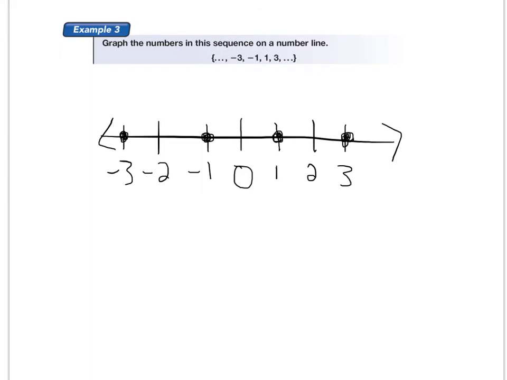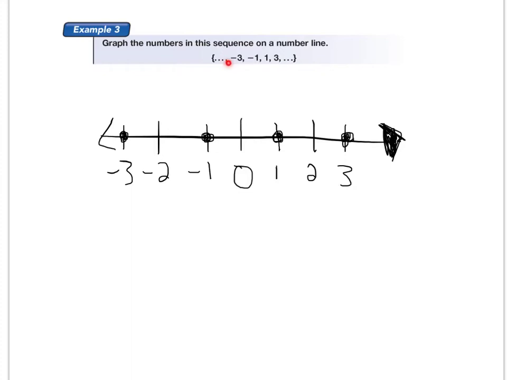But now this sequence does not stop. See these little ellipses here? That's the dot, dot, dot. That means this keeps going and going and going. So I would go to 5, to 7, and so on. Since this pattern keeps going in this direction, I've got to make sure that I color in this arrow to show that it keeps going in that direction.